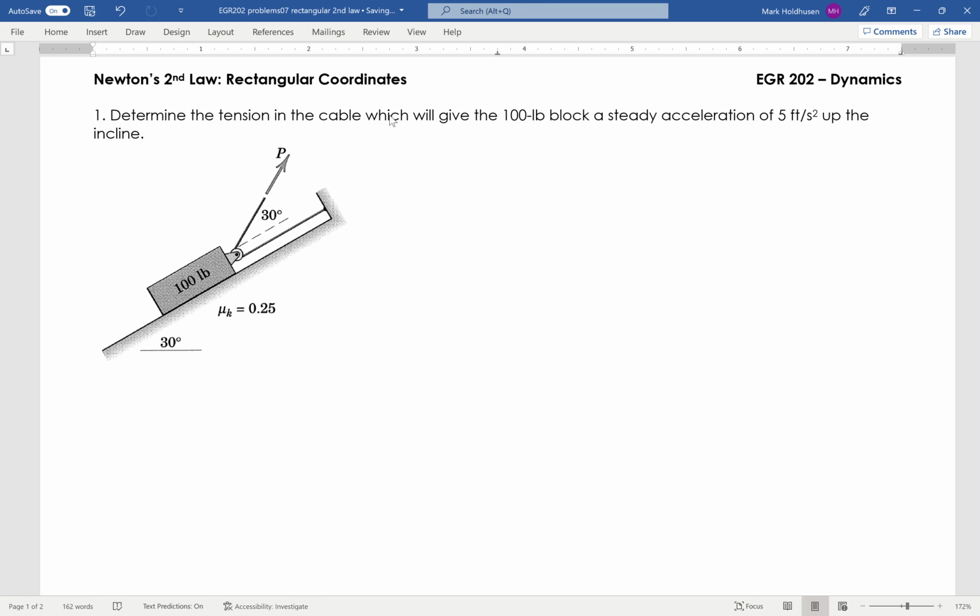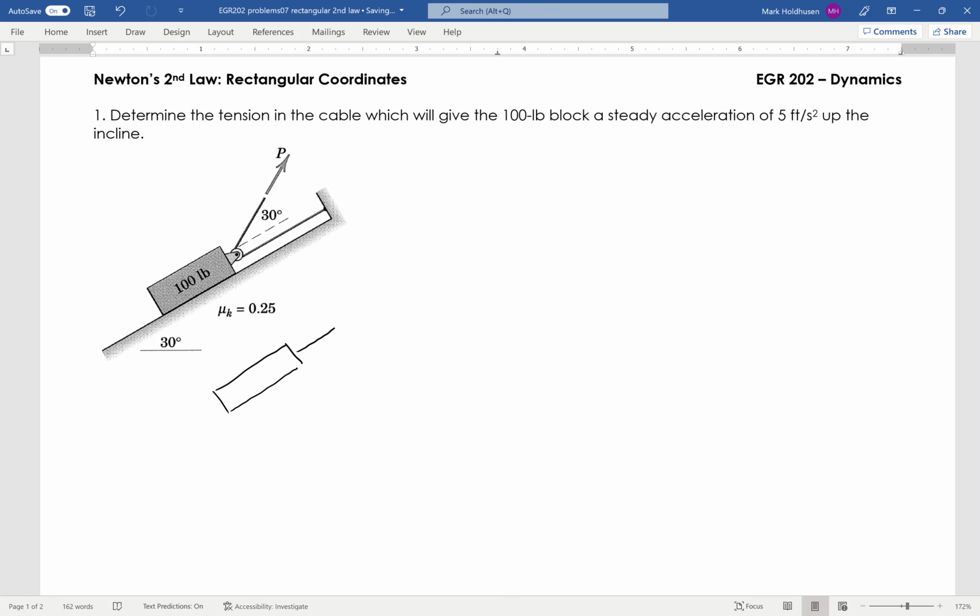Okay, so I want to find the tension in the cable when I've got a 100-pound block, steady acceleration up the incline of 5 feet per second squared. So first thing we want to do is draw a free body diagram, okay? So we have this guy here, like so, okay?